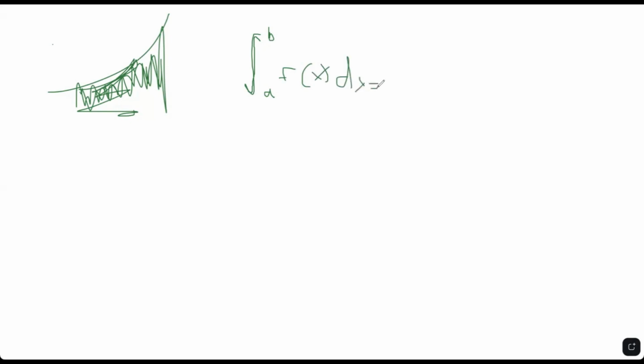Now, what is this exactly? You can rewrite it as the limit, and here's where limits come back, as n approaches infinity of the summation from k equals 0 to infinity of delta x times f of a plus delta x k. This looks a bit familiar, doesn't it?